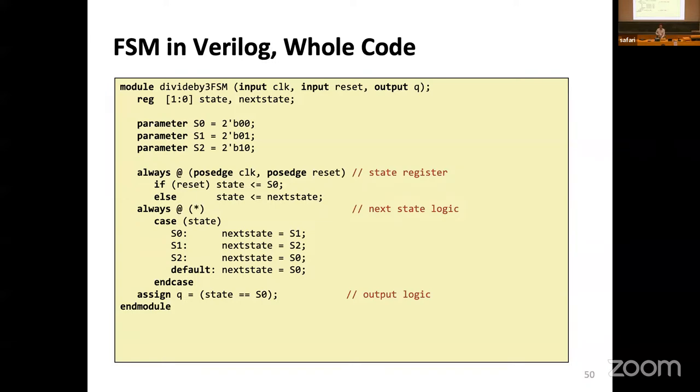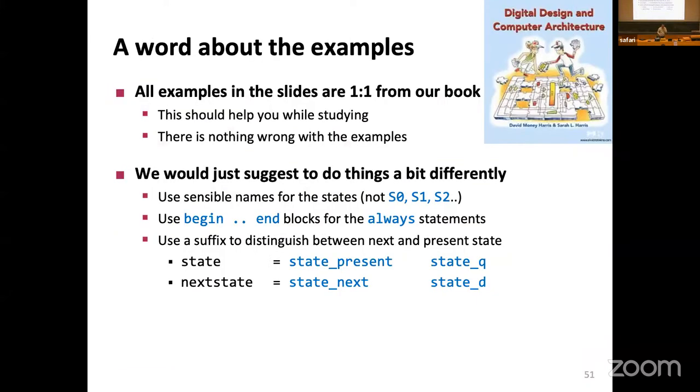Now, a word about the examples. All examples in the slides are one-to-one from our book, the older one. Although I sometimes do not like the example so much, what I hated in the previous example was there was no input. I'm trying to explain Moore and Mealy machines. Without input, there's no Mealy state machine. But this should help you while studying, because you may open the book and you will see exactly the same example and the text that accompanies it. So that should help. There's nothing wrong with the examples.